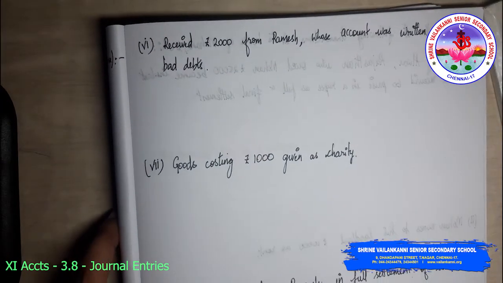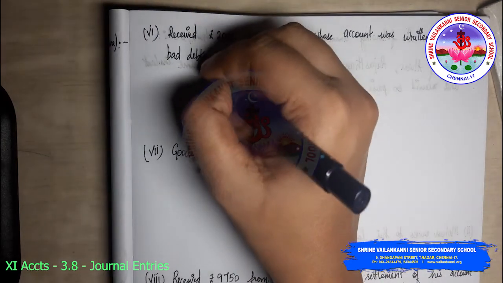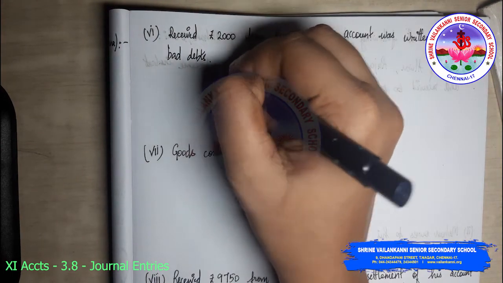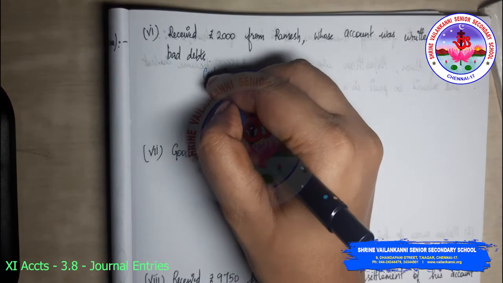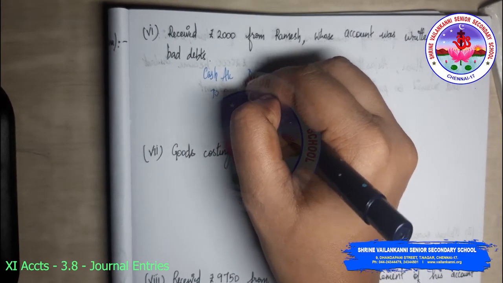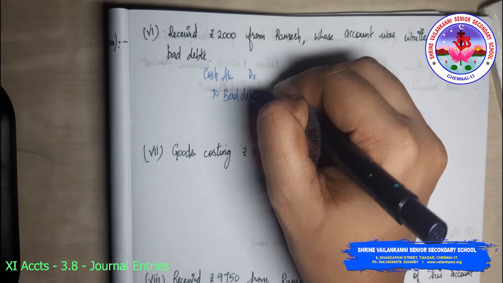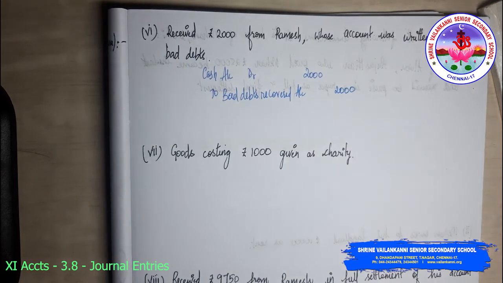The next transaction is received ₹2,000 from Ramesh, whose account was written off as bad debts. Now, it is bad debts recovered. So, cash account debit, cash worth ₹2,000 coming into the business, to bad debts recovered account. Okay, this is 2,000.